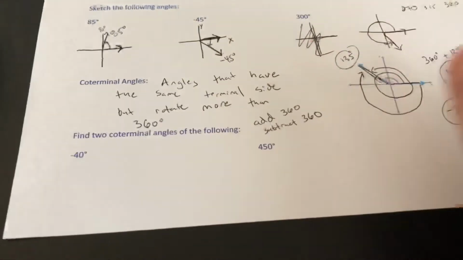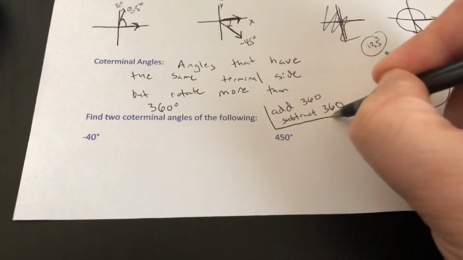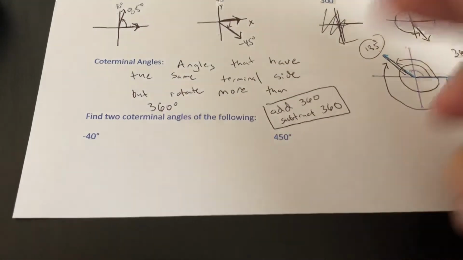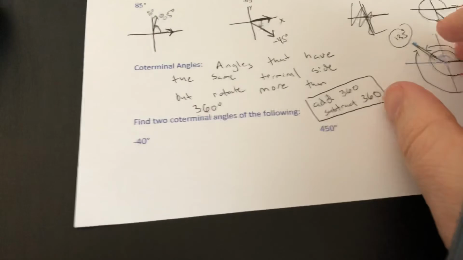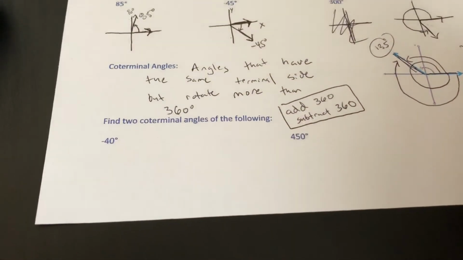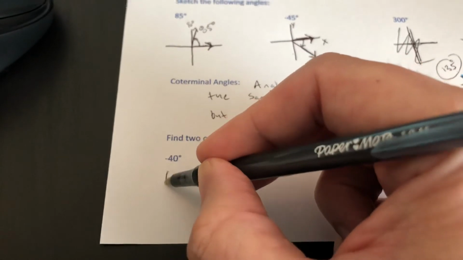Okay, so let's find some coterminal angles. Remember, the trick is all we've got to do is add or subtract 360. We're going to add a full rotation around the circle to my angle to find coterminal ones. Okay, so let's say we start at negative 40. Well, let's draw a little diagram of this.